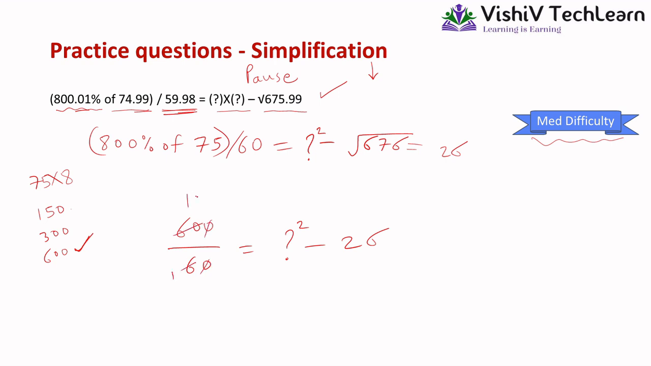6 1s are 6, 6 1s are 6, and 10 it will become. So if we send this to that side, it will be question mark square equals 26 plus 10, which is 36, and this gives question mark is equal to 6. Under root of 36 is 6. So final answer 6 is correct over here.